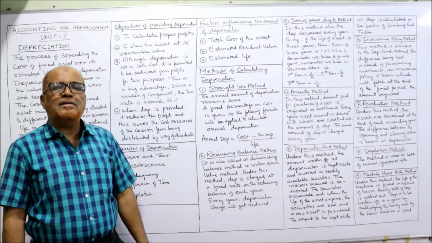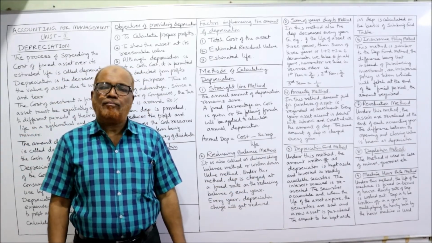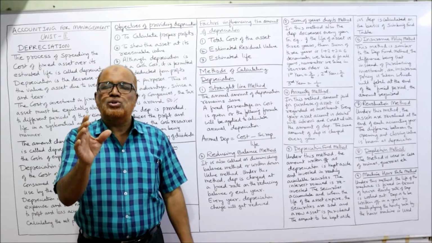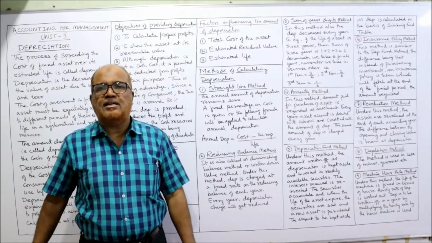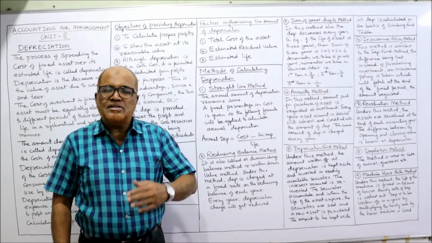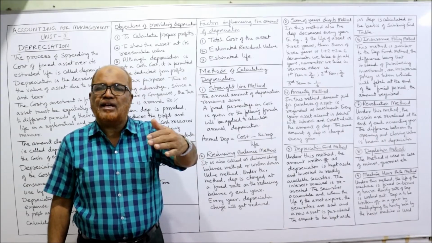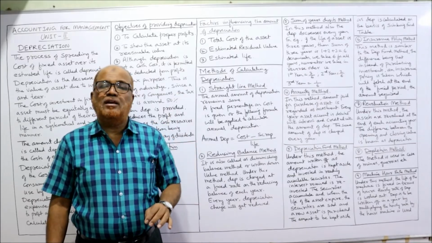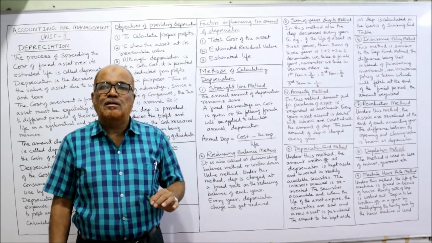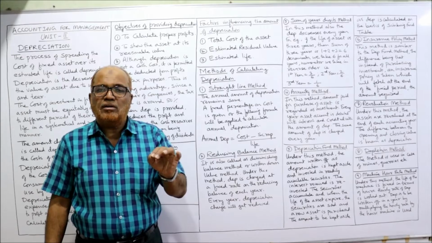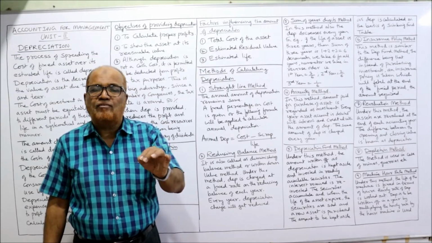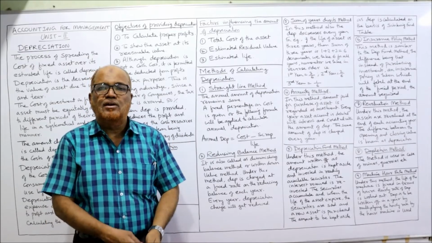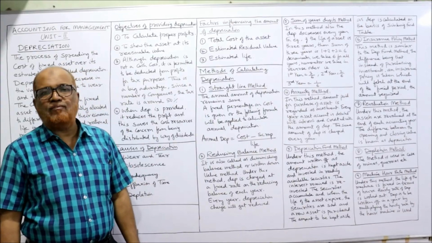Next one is the depreciation fund method. This method is normally used for replacing the old asset by a new asset. That means after the expiry of the life of the asset, it will become useless. Now we have to replace the asset by purchasing a new asset. So if the intention is to provide the funds for replacement of the asset, we apply the depreciation fund method.